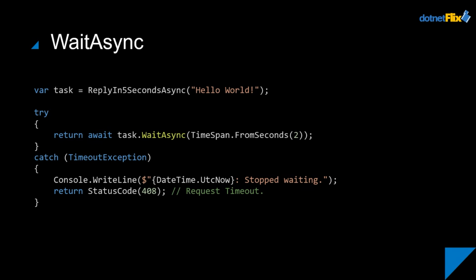So what's interesting about the WaitAsync method is that it doesn't stop the task from running. It will throw a timeout exception, but the task will still be running on the background threads, and it will also just run to completion, which you can see in this log that I've printed. At first, it will print the stopped waiting message when the timeout has passed. And then 3 seconds later, after the background task actually replies, it will still print the hello world message.